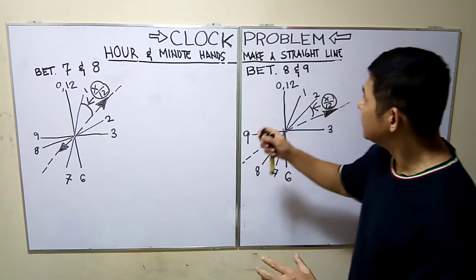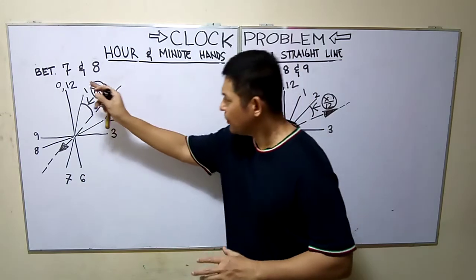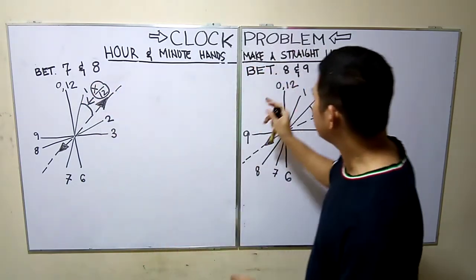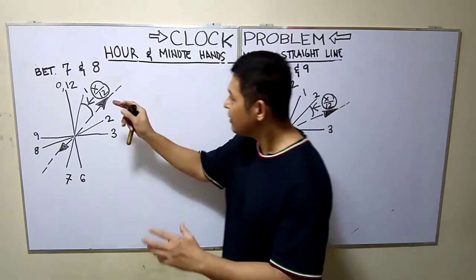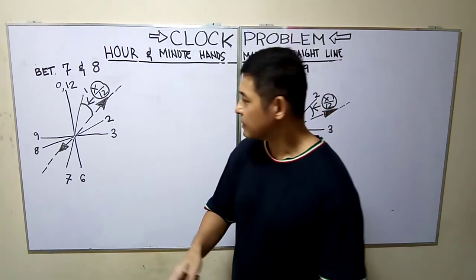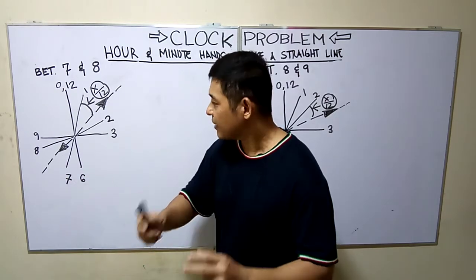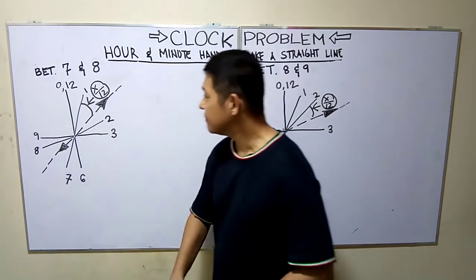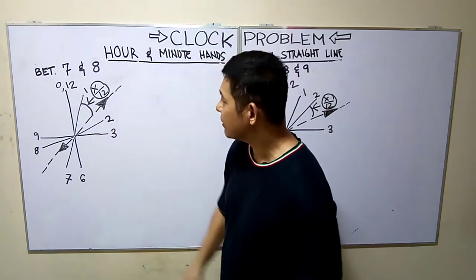Hour and minute hand make a straight line. First, between 7 and 8, and second, between 8 and 9. Unahin natin itong 7 and 8. Ibig lang sabihin, yung hour hand na to, nasa kalagitnaan ng 7 and 8, at yung minute hand, nasa kalagitnaan ng 1 and 2.